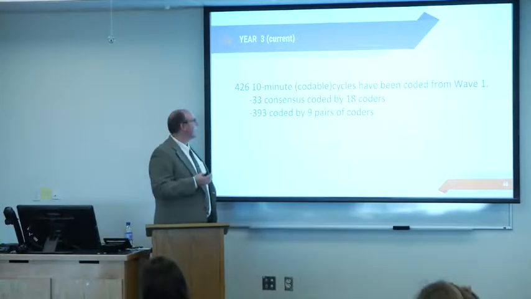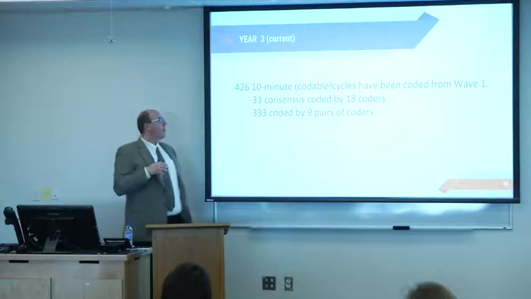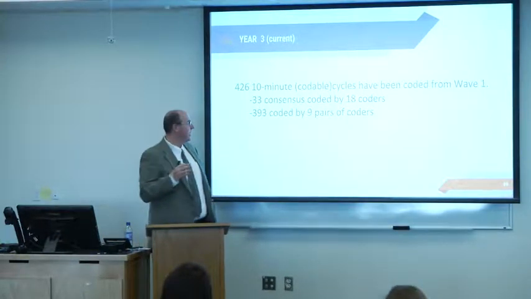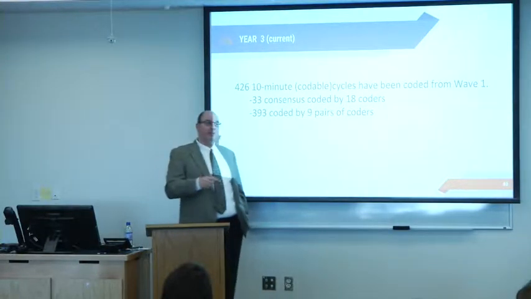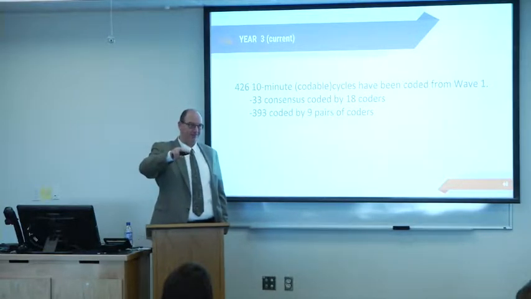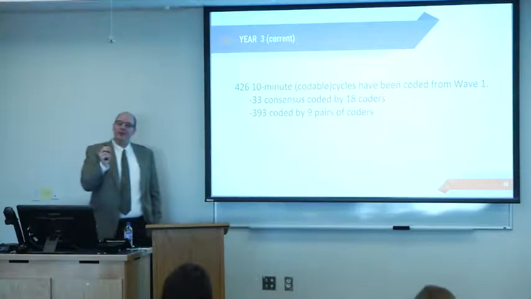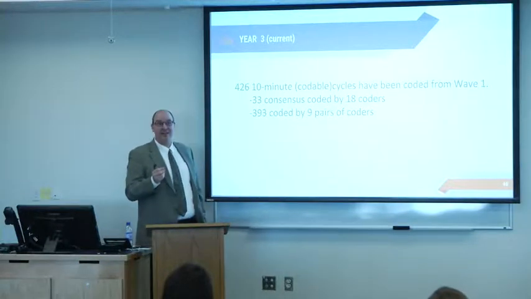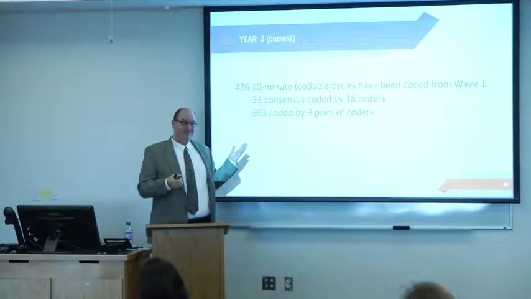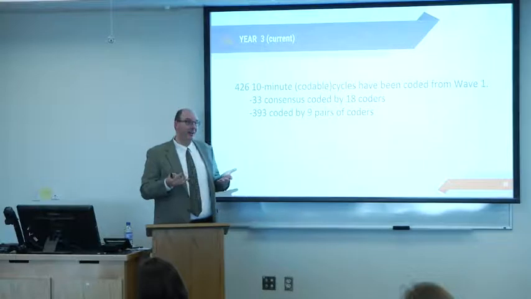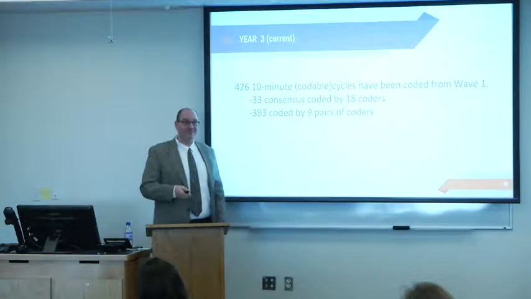So, I mentioned year three. We've got 426 10-minute segments that we coded from this fall. 33 of those segments we had coded by all 18 of our coders, and the other 393 were all coded by a pair. So that's a lot of coding. Part of why we have to do this is that we're trying to understand rater effects in this case. Are raters having a big influence on the ratings that we're getting out of this instrument? In order to estimate rater effects, you have to have raters code a lot of the same videos.